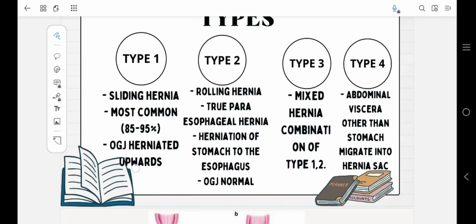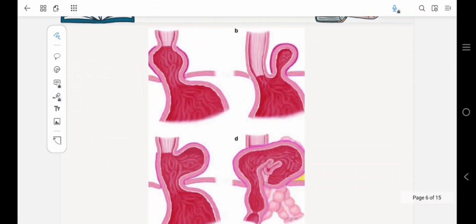Type 3 is mixed hernia, which is a combination of type 1 and type 2. In type 4 hiatus hernia, the abdominal viscera other than the stomach migrate into the hernial sac. This is the picture of four different types of hiatus hernia.